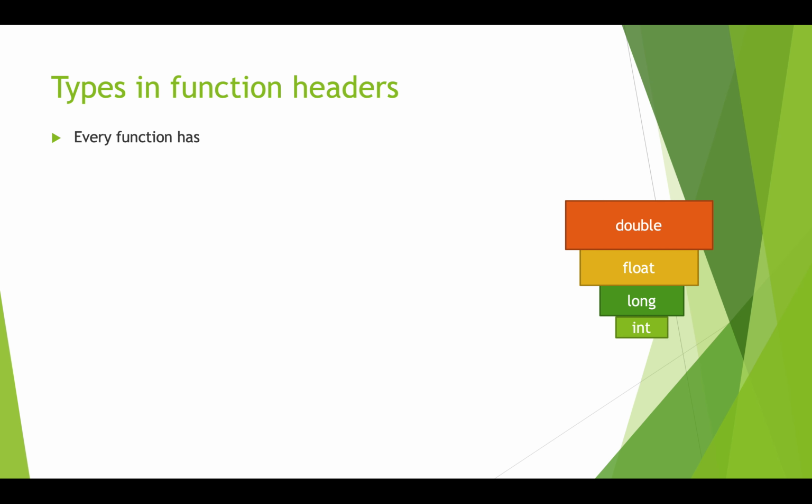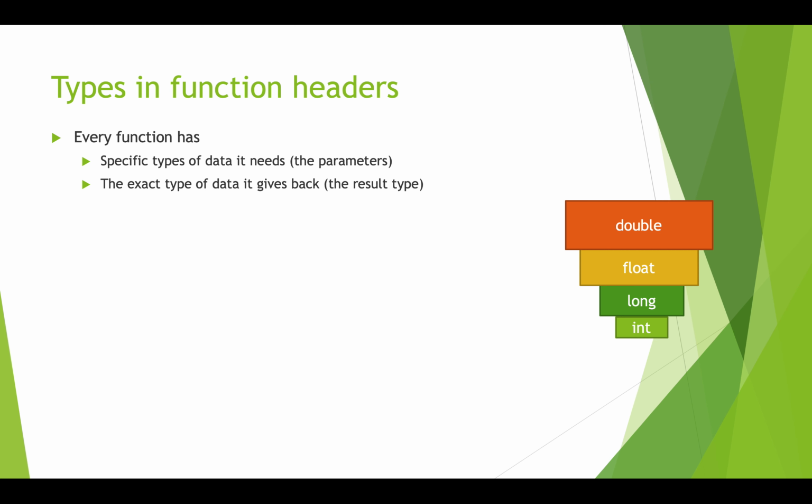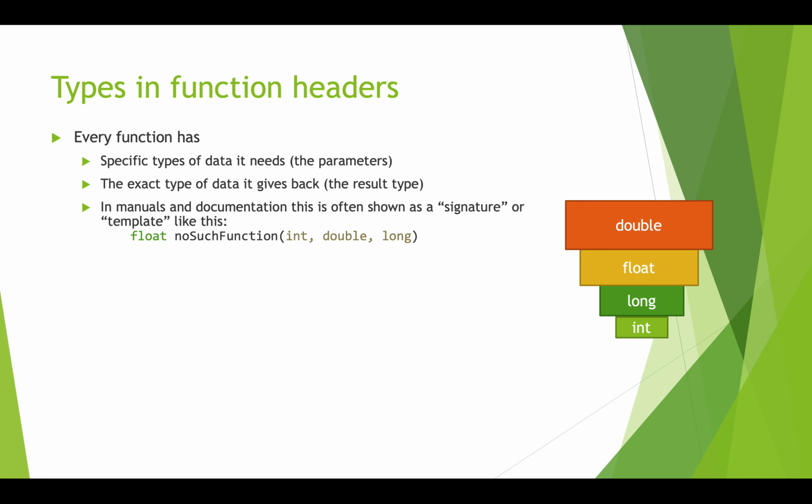So these things come into play when you're using functions, especially the functions with parameters. So every function has some types of data that it needs if it has parameters, and a type of data that it gives back unless it's a void function that doesn't return anything. And we'll talk more about functions later, but typically when you look at documentation, you'll see a template or a signature that looks like this. It says, here's the return type, here's the name of the function, and here are the parameters. And it's just saying the first parameter has to be an int, the second parameter has to be a double, the third parameter has to be a long. So the result type and the parameter types that are used.